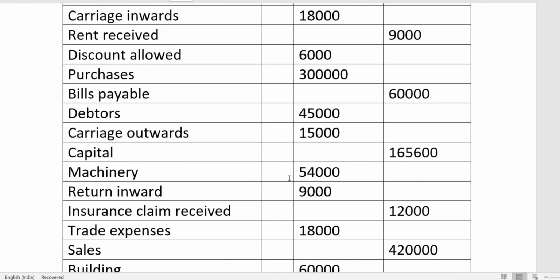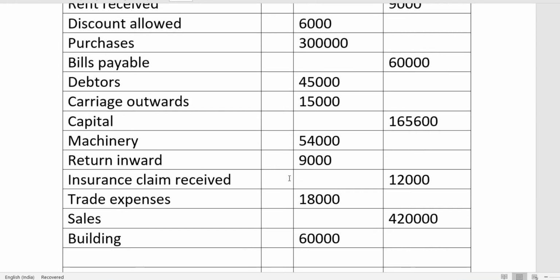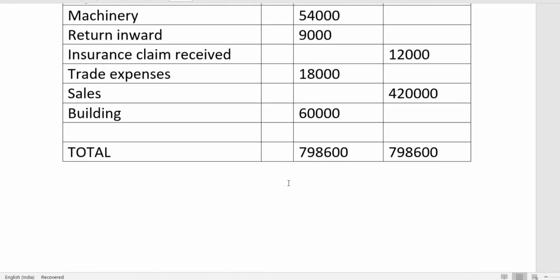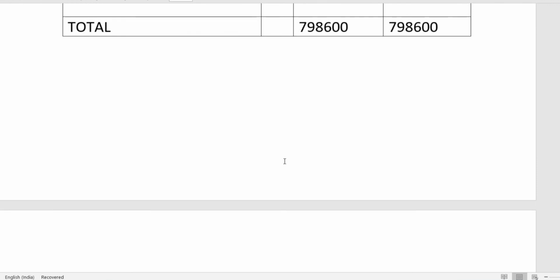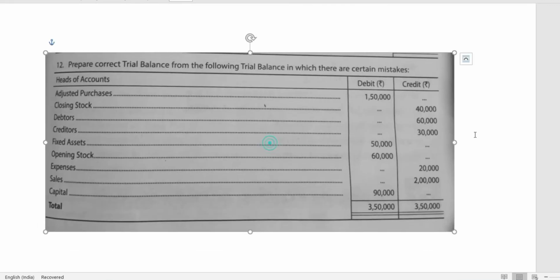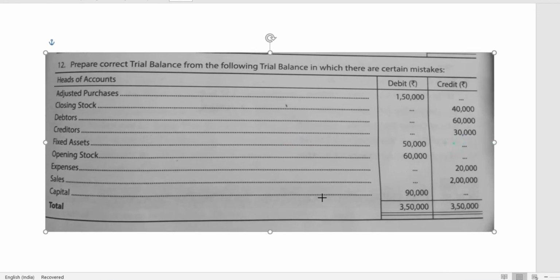I am following the same rule. All assets, expenses and losses I am showing in the debit column, and all incomes, gains and liabilities I am showing in the credit column. According to that I am doing. The trial balance should not be very hard for you all. It's a very easy thing if you just understand the concept.